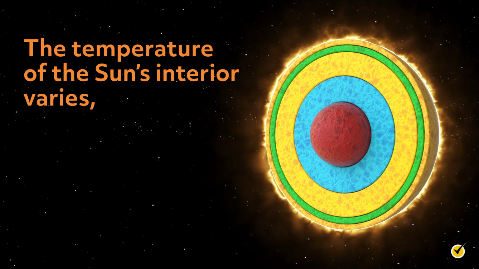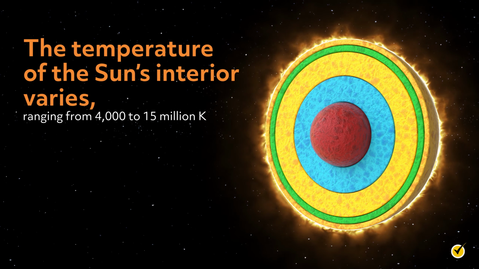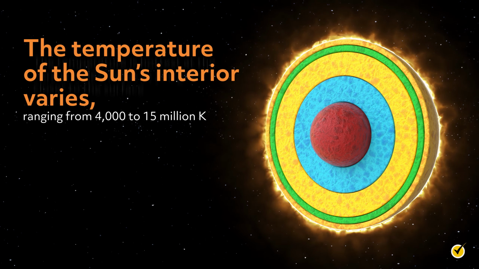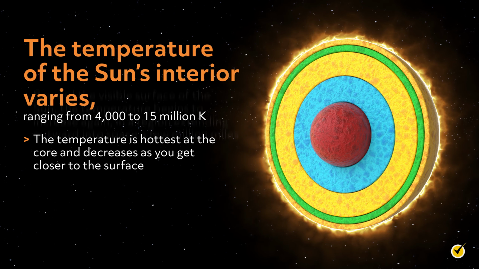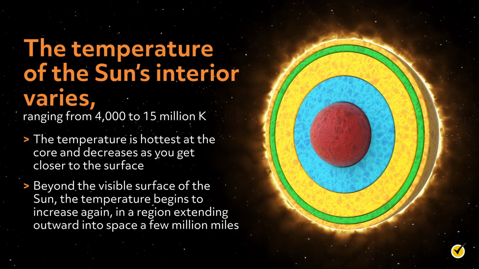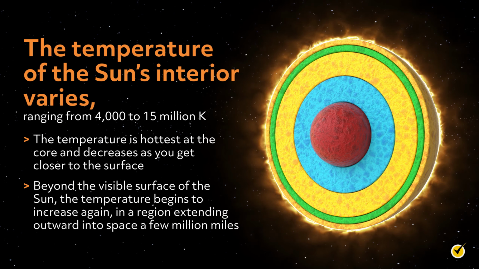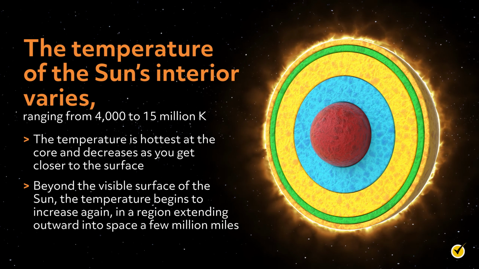Of course, one of the most notable effects of the sunlight on the planet is heat. And though the heat of the summer sun can feel pretty unbearable to us on Earth, it's nothing compared to the temperature of the Sun itself. The temperature of the Sun's interior varies, ranging from 4,000 to 15 million Kelvin. The temperature is hottest at the core and decreases as you get closer to the surface. Beyond the visible surface of the Sun, the temperature begins to increase again in a region extending outward into space a few million miles. Let's take a closer look at the 6 different layers of the Sun's atmosphere.